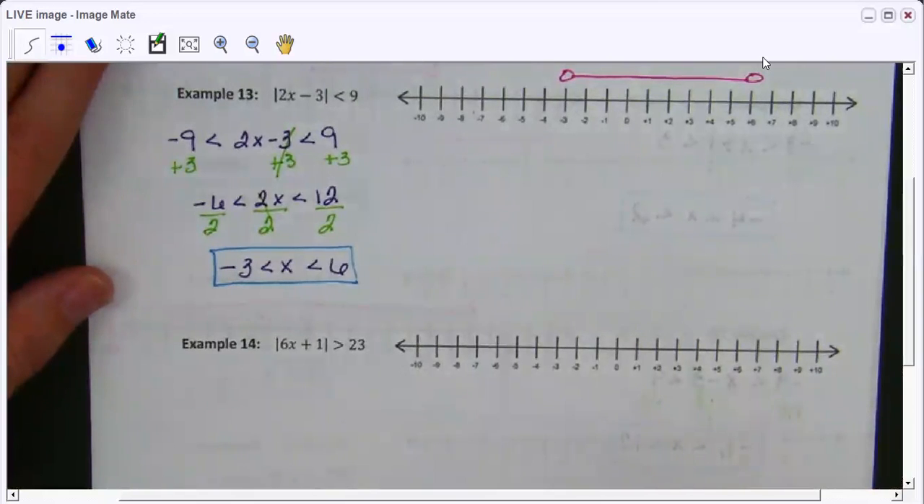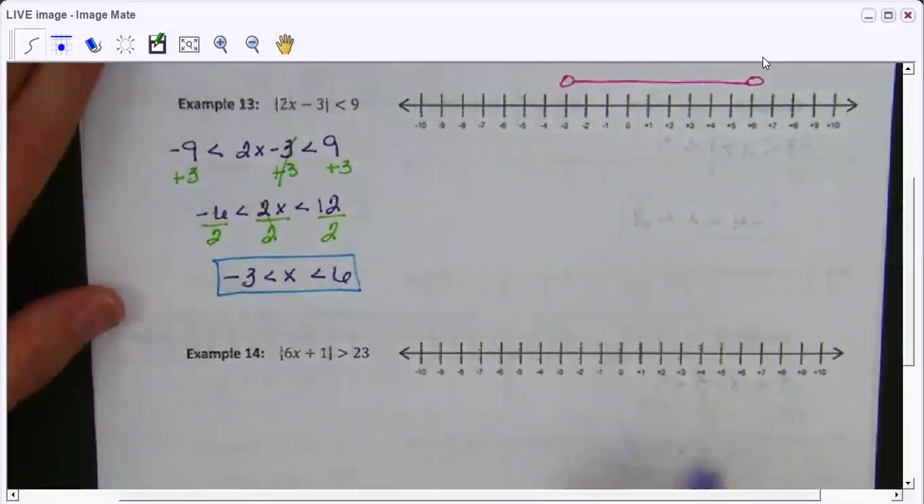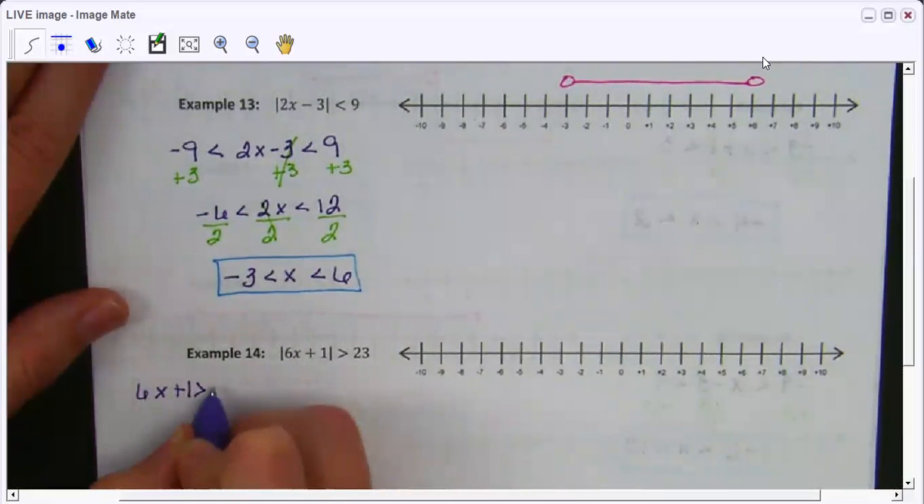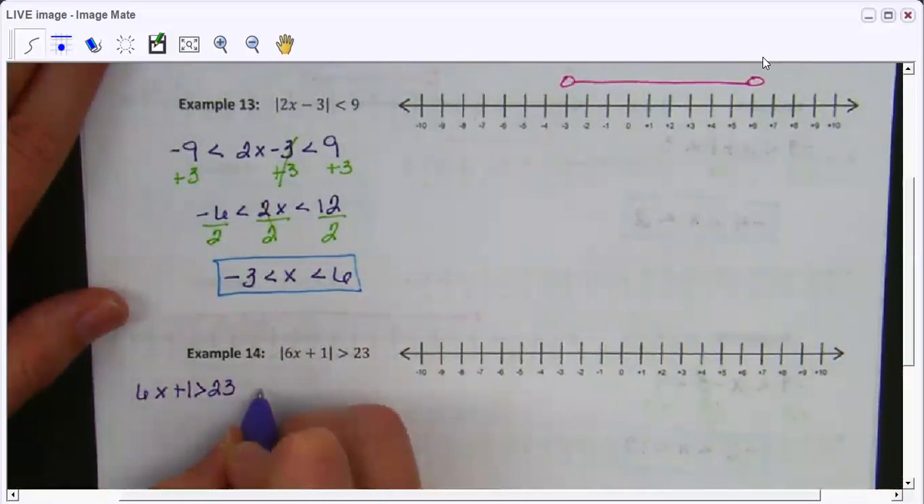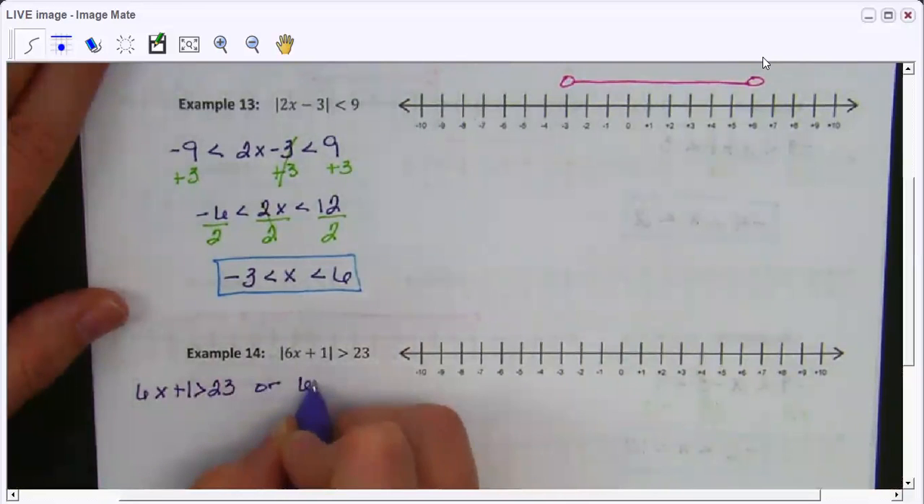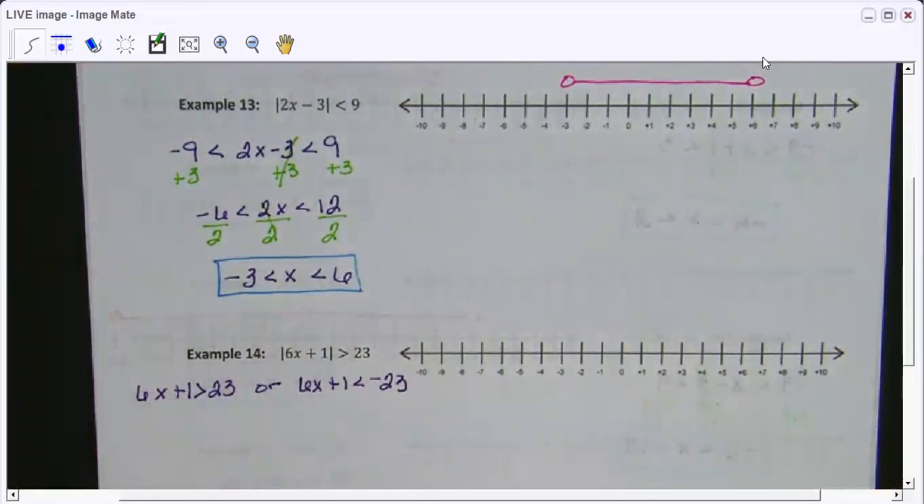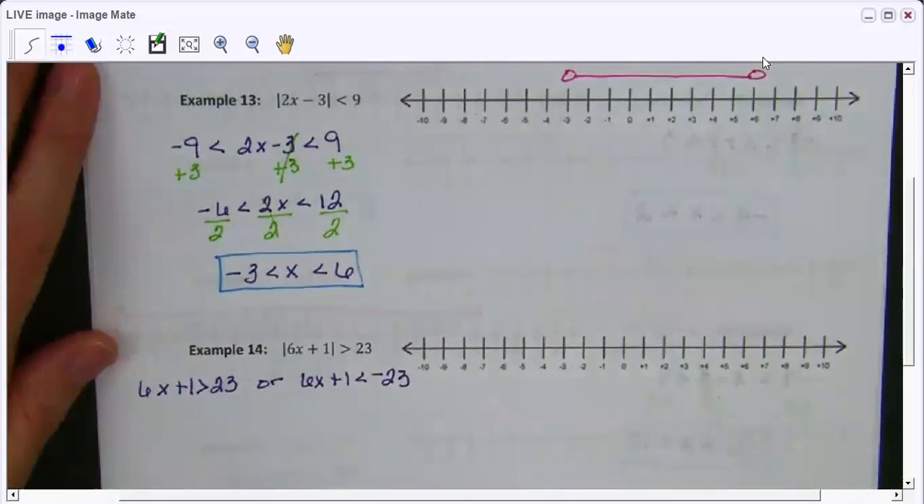Okay. All right, so we have 6x plus 1 is greater than 23, or 6x plus 1 is less than negative 23. Okay. And you're just going to solve these. So I want you to go ahead and solve those on your own and graph them. And we will check them in just a minute.